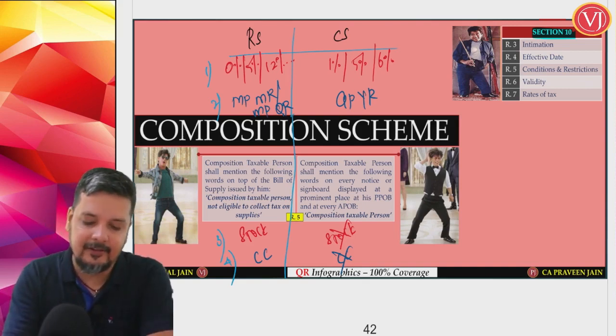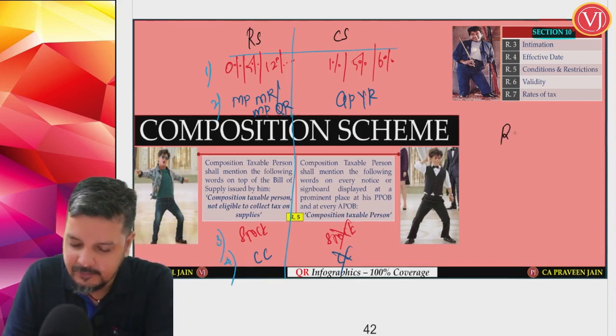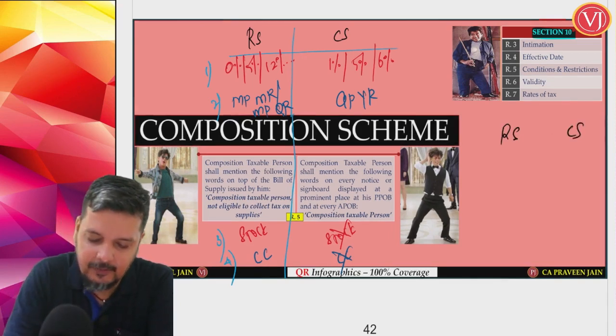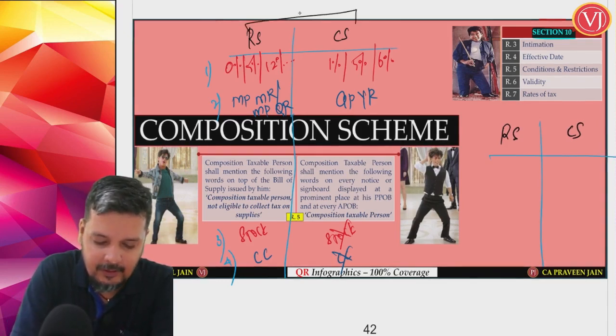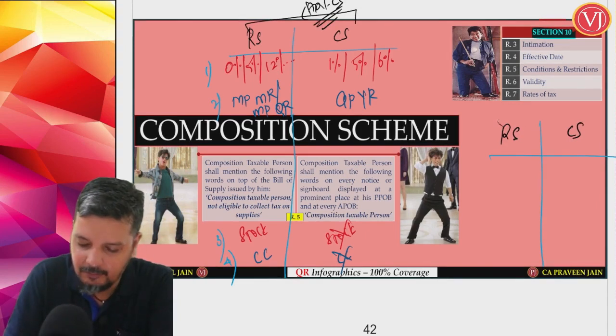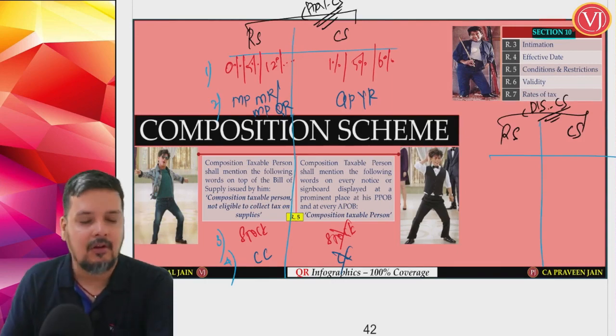Likewise, there are certain disadvantages of the composition scheme. So what we saw now were the advantages of the composition scheme. What we are seeing now are the disadvantages of the composition scheme.